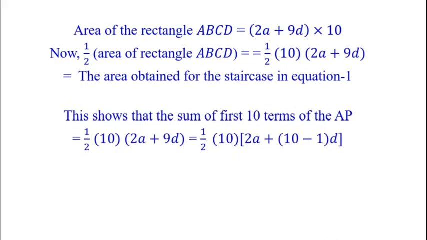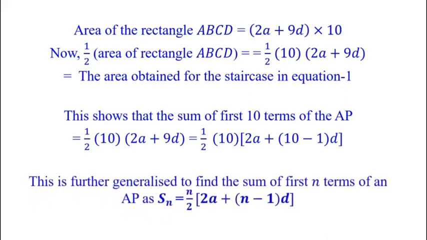This shows that the sum of first 10 terms of the AP, that is the sum of the areas of the colored rectangles, is half into 10 into 2a plus 9d, that is equal to half into 10 into 2a plus 10 minus 1 into d. So this is further generalized to find the sum of first n terms of an AP as Sn is equal to n by 2 whole into 2a plus n minus 1 into d.